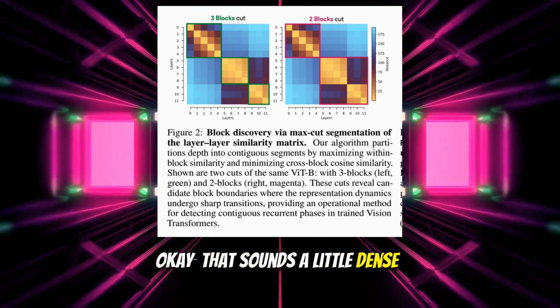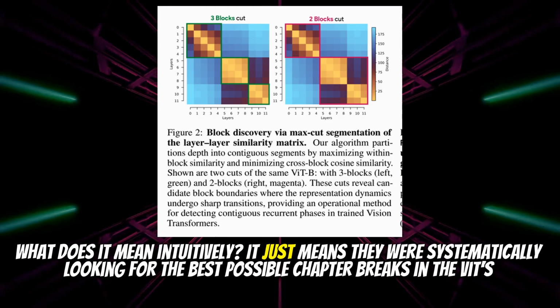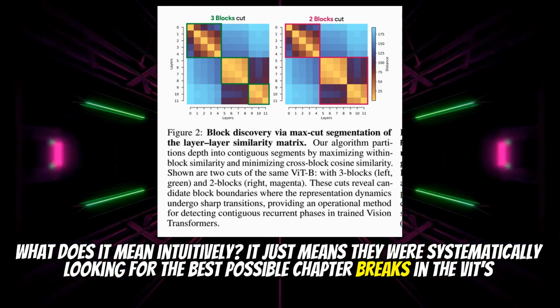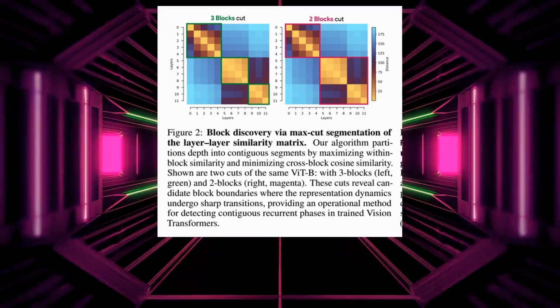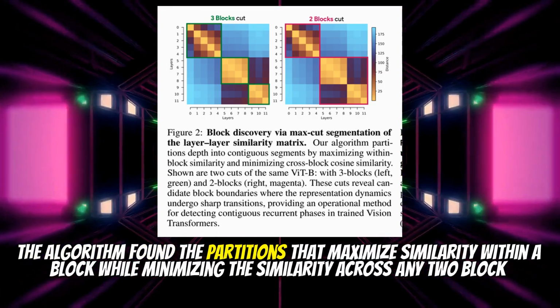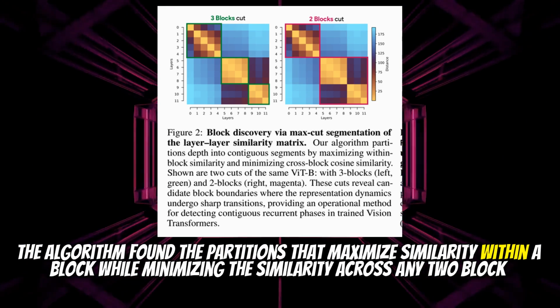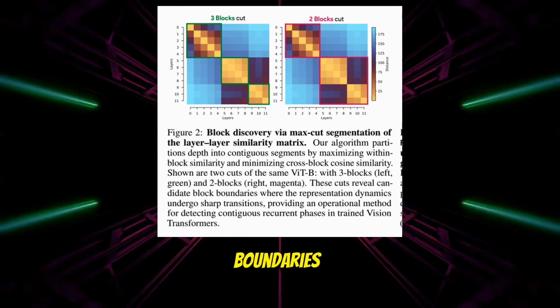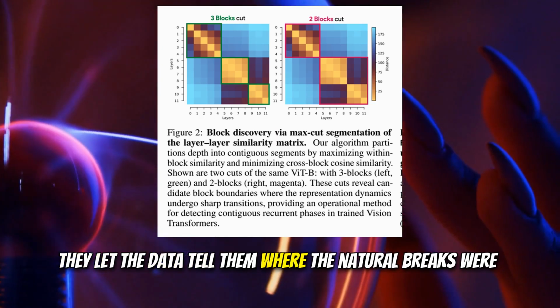Okay, that sounds a little dense. What does it mean intuitively? It just means they were systematically looking for the best possible chapter breaks in the ViT's computation. The algorithm found the partitions that maximize similarity within a block while minimizing the similarity across any 2 block boundaries. They let the data tell them where the natural breaks were.